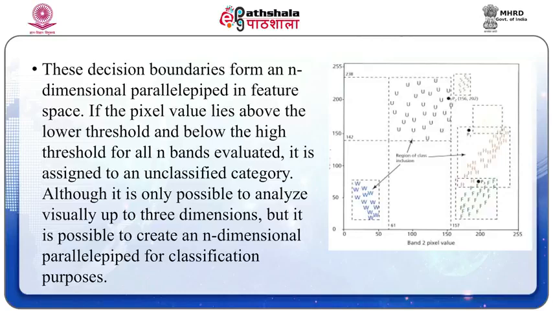If the pixel values lie above the lower threshold and below the high threshold of all n bands evaluated, it is assigned to that class. If not, it is assigned to an unclassified category. Although it is only possible to analyze visually up to 3 dimensions, it is possible to create an n-dimensional parallelepiped for the classification process.